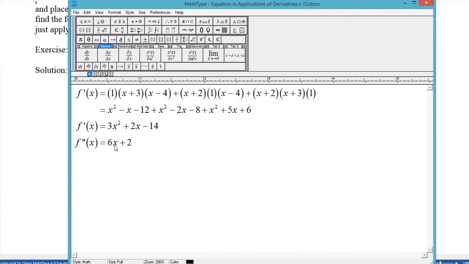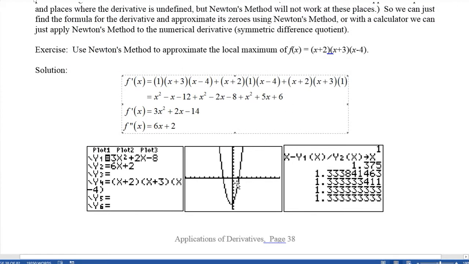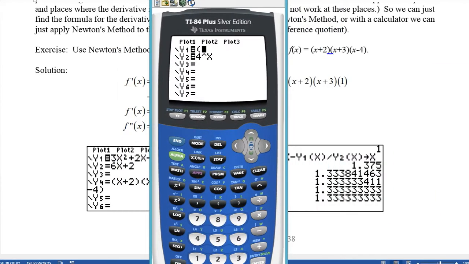And the derivative of that, which we're going to need, so we want to find when that's equal to 0. The derivative of that is 6x plus 2. Alright, so this is out of whack here. So let's see if we can fix that. Okay, so let me fix this a bit. Let me put in y1 the original function.